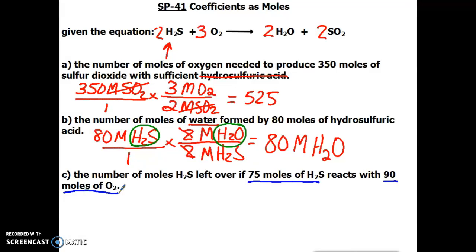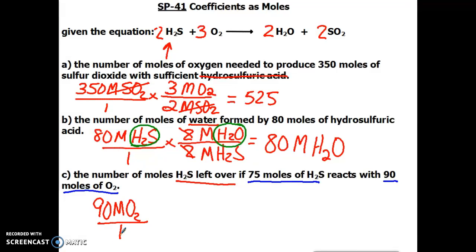Now, the one we're going to start with is the one that we have enough of. Or in other words, we cannot start with the one we have too much of. And in the first 8 words, roughly, it tells me that I'm going to have some H2S left over. So I cannot start with the H2S. I have to start with the 90 moles of oxygen. So we start with 90 moles of O2 and put it over 1.